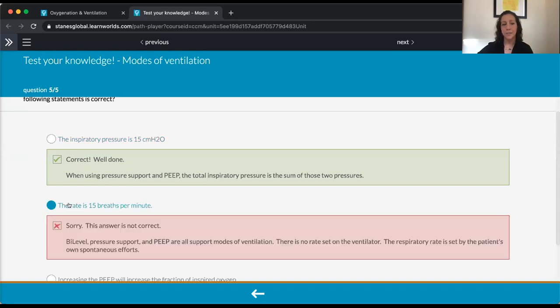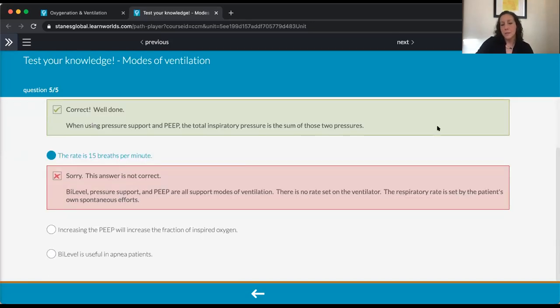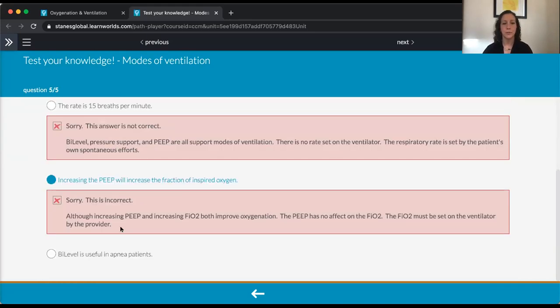The rate is 15? You're on bi-level. This is a support mode. You're not setting a rate. The patient's breathing spontaneously, so the respiratory rate is determined by the patient. Increasing the PEEP will increase the FiO2? No, increasing the FiO2 will increase the FiO2.